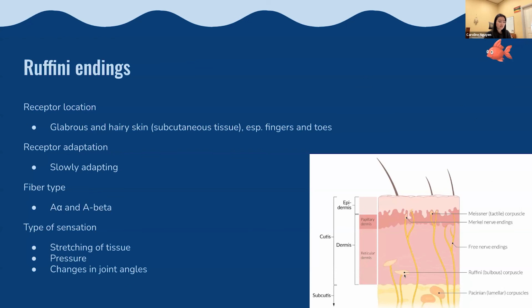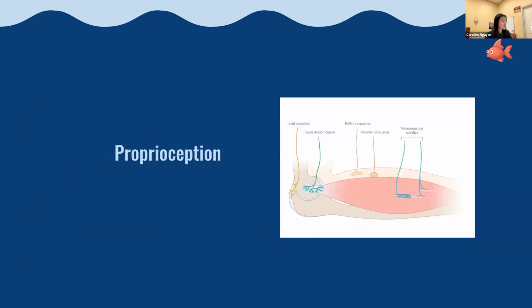Ruffini endings, right here, are located in both non-hairy and hairy skin, especially in the fingers and toes. It's slowly adapting, therefore slow to detect changes. And it senses stretching of tissue, pressure, and changes in joint angles.